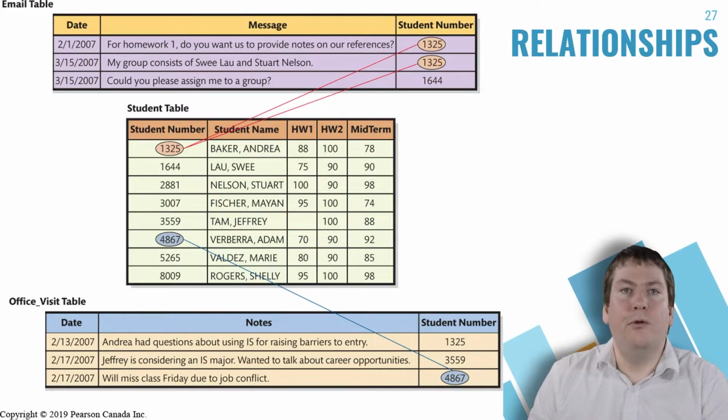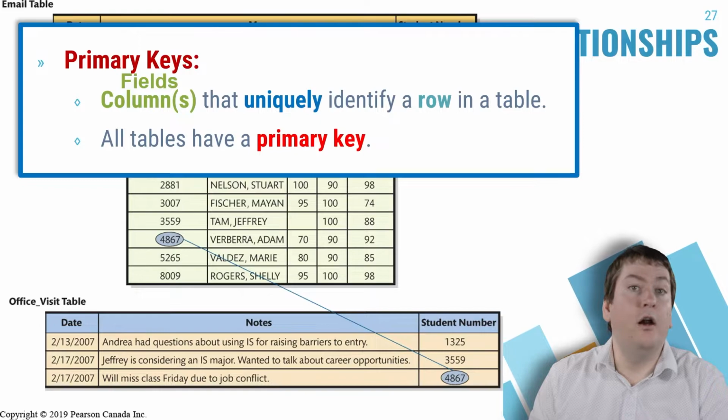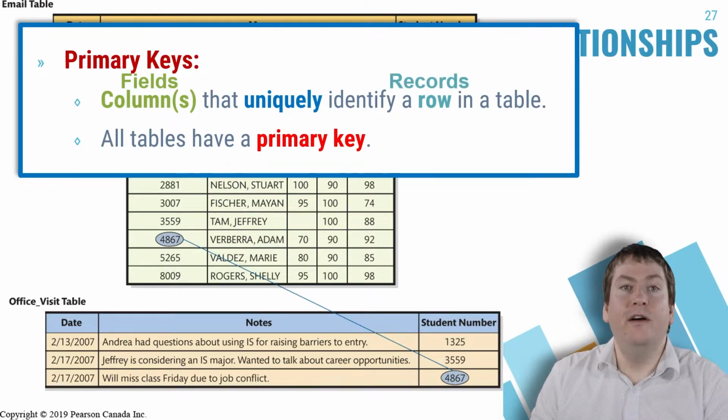Now, before we talk about relationships, we need to mention keys. Primary keys, in particular, are columns that uniquely identify a row in the table. Recall that columns are fields and rows are records. Every table has a primary key. Well, it might be more accurate to say that most tables have a primary key. There are a few special cases that we'll get into in later weeks where this is not the case. But generally, each table we'll be working with has a primary key of some sort.